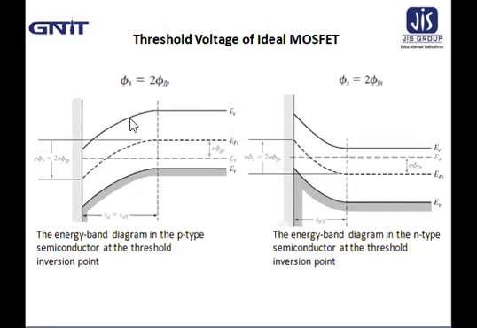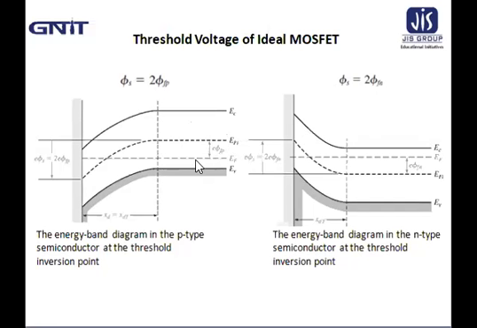Now these conditions are shown in this figure, that phi s equal to 2 phi Fp for p type semiconductor, and phi s equal to 2 phi Fn for n type semiconductor, when the threshold inversion point is considered. Now this threshold voltage will be derived in terms of the electrical and geometrical properties of the MOS capacitor, meaning metal oxide semiconductor capacitor. I have already discussed what a MOS capacitor is in the previous lecture.